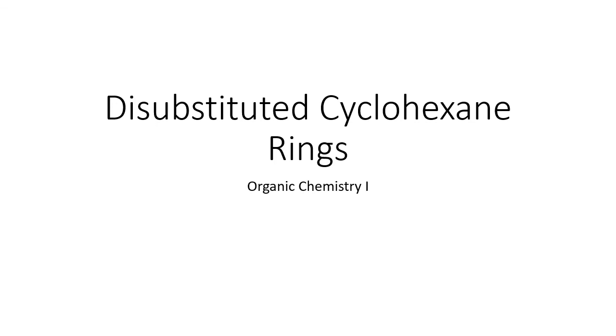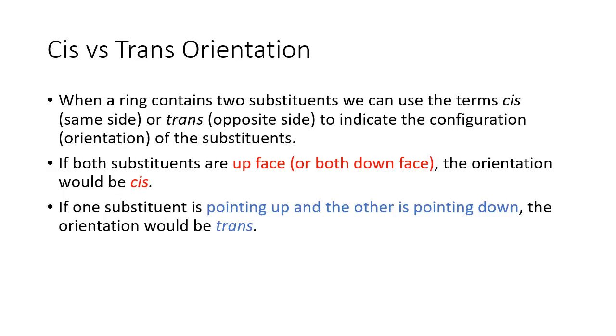This video is going to be a quick lecture focusing on examples of drawing disubstituted cyclohexane rings. Earlier in the semester, when we learned about drawing cycloalkane rings, we saw that we could use the terms cis or trans in order to describe the orientation of two substituents on a ring.